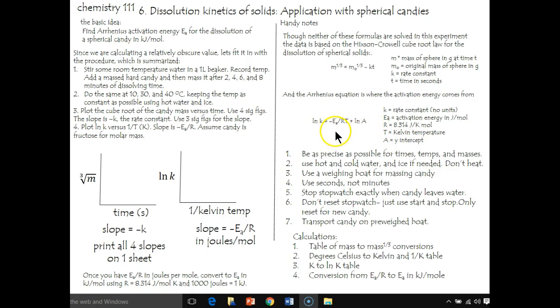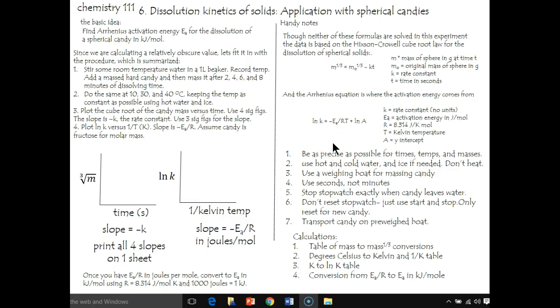We don't need to use this formula because once we have K and we know the temperatures, we can simply plot the natural log of K versus 1 over the Kelvin temperature and get the slope, which can then be converted into the activation energy. Got it? Hope you do.